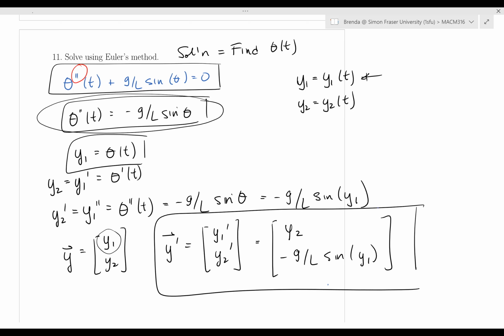A system of two differential equations which are coupled. y1 prime depends on y2, and y2 prime depends on y1. When we solve this, which we're going to do using Euler's method, our solution to the motion of the pendulum is y1. Okay, questions?